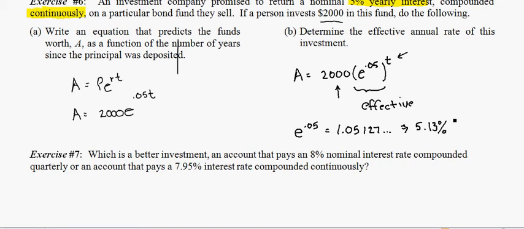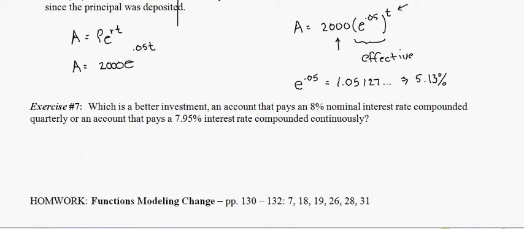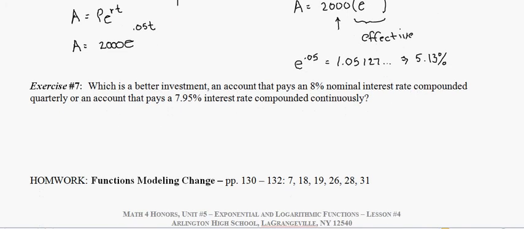All right, let's do one final exercise. Which is a better investment, an account that pays 8% nominal interest rate compounded quarterly, or an account that pays 7.95% interest rate compounded continuously? All right, so what I'd like you to do is pause the video now, compare apples to apples, and make sure you know what the effective rate is for both of these two investments. Pause the video.